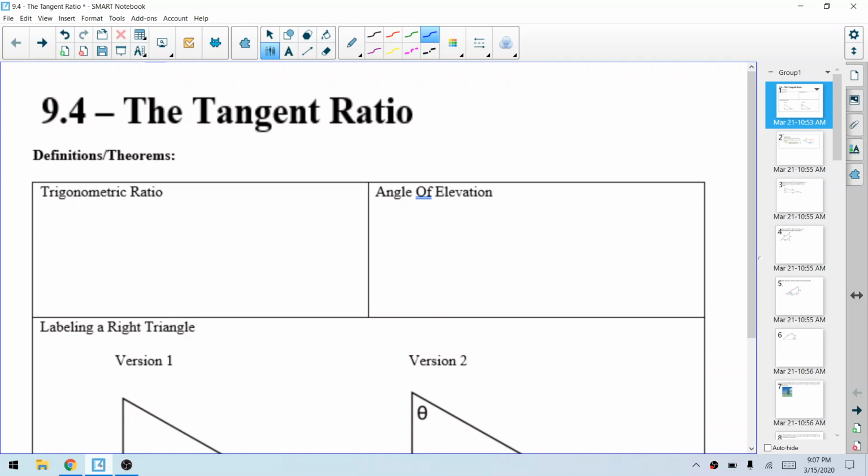Okay guys, 9.4, the tangent ratio. I'm just going to go back to this in case anybody was absent. We're going to start with our definitions and theorems.